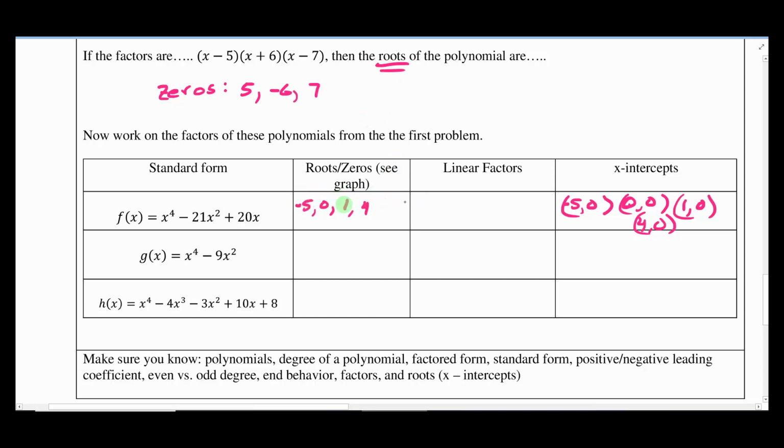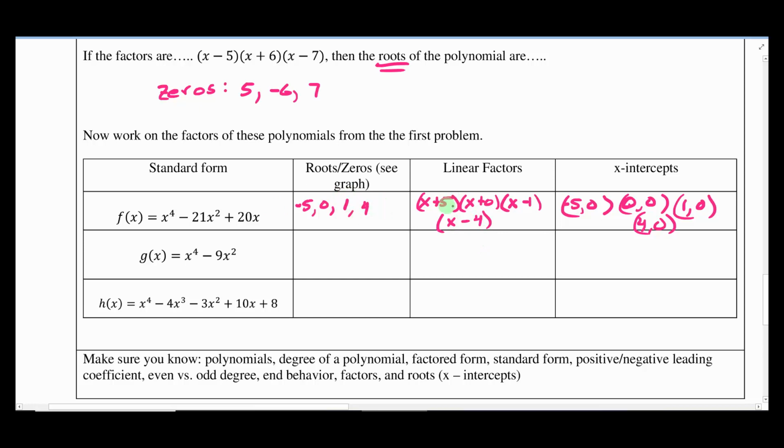So if I have a zero of -5, then we're going to have a factor of x plus 5. And if I have a root of 0, then we'll have a factor of x plus 0. You could do x minus 0, or you could just do x, doesn't matter. And then here we have a +1, so we'll have x minus 1, and then we have a +4, so we'll have x minus 4.